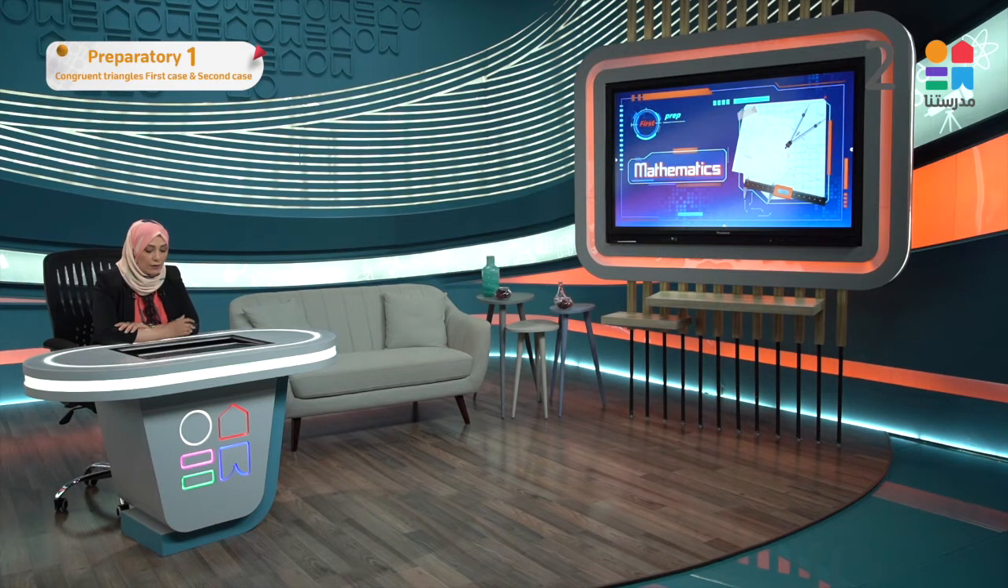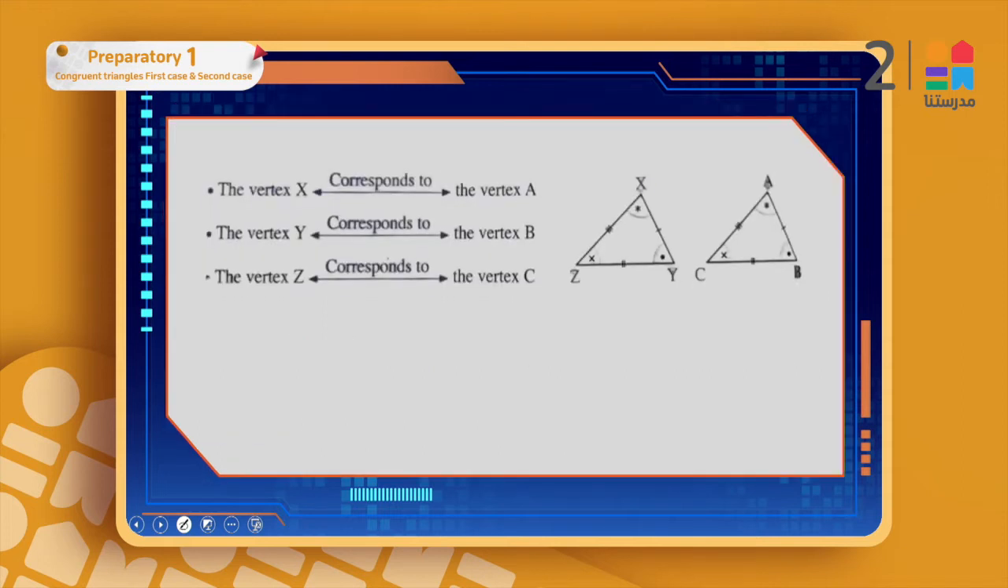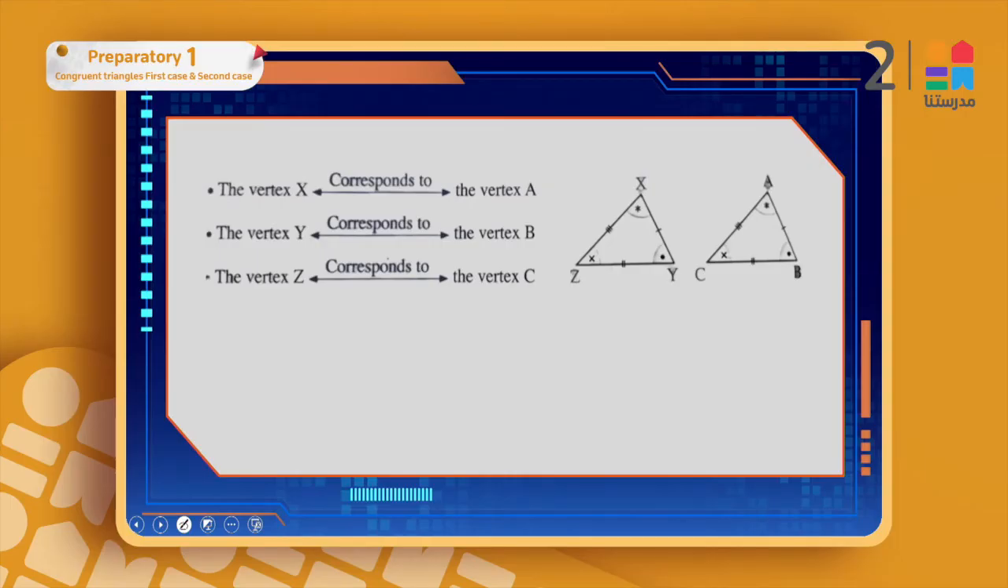So we have here the symbol of a triangle. We have to draw a small triangle. Triangle ABC is congruent to triangle XYZ. Then the vertex X corresponds to the vertex A. Then the vertex Y corresponds to the vertex B. So we have the same measurement. The vertex Z corresponds to the vertex C.